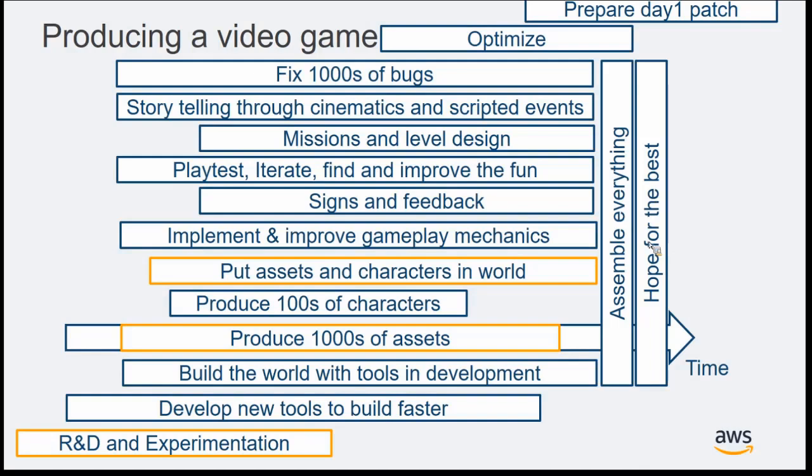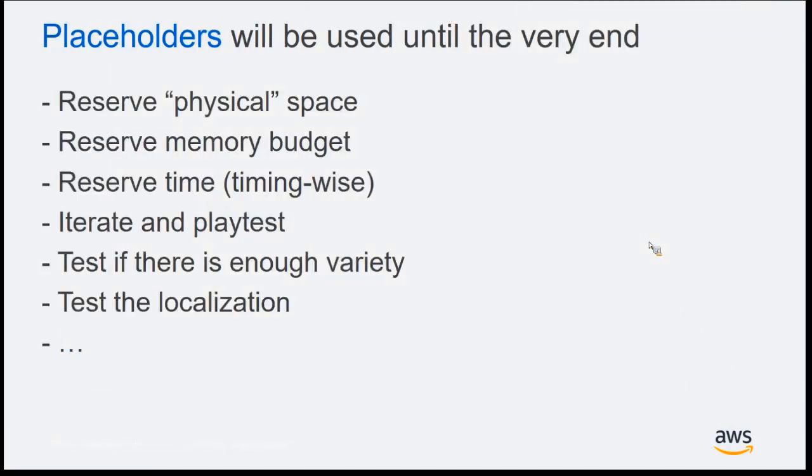So in terms of production timeline, although the conception, production, everything will be very sequential, we're looking at multiple teams working together all in parallel with several dependencies among them. So placeholders are going to be very important because we can't wait until the very end to put everything together. Placeholders will play a very important role, such as reserving physical space in the environment where the game will play, reserving memory budget, reserving time, timing-wise. Do I have time to say that sentence before that other thing happens?